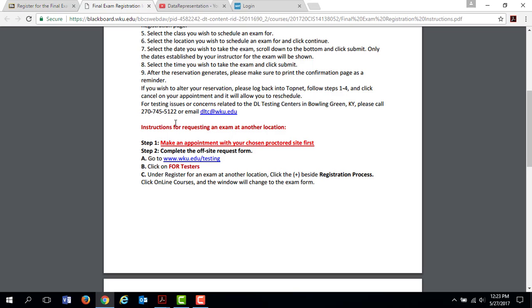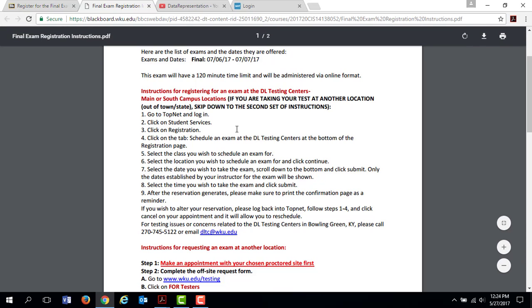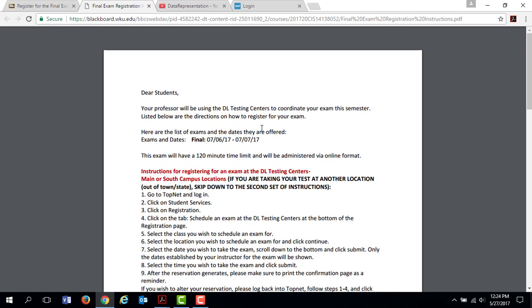Well, you can work that out with them and get that all set up, but you have to complete that final exam at a proctored location that they approve, and they will set it up. They take care of all of it.